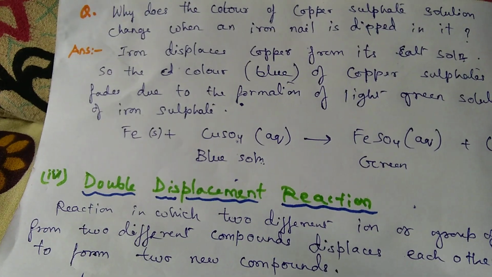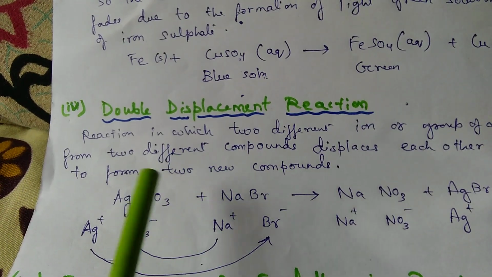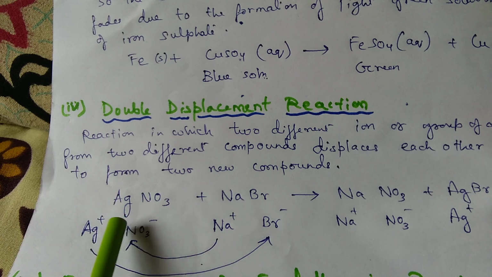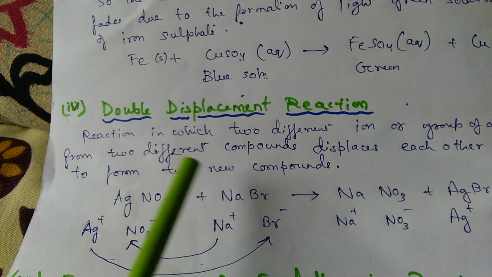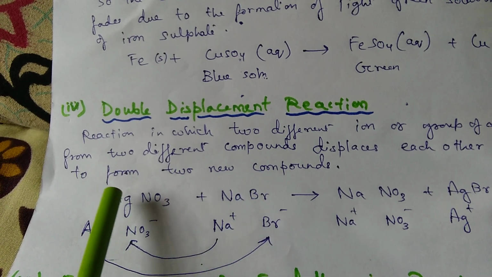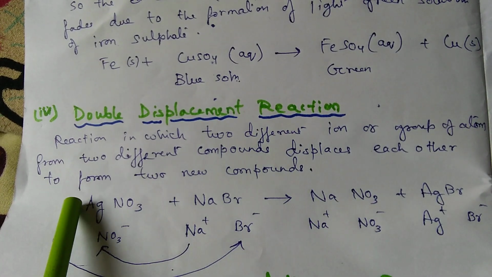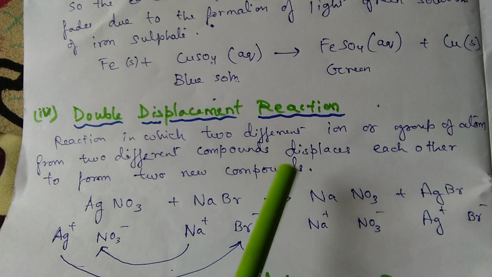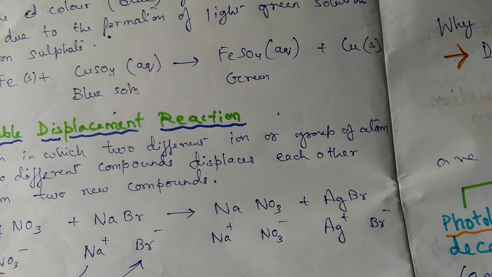The next type of reaction is double displacement reaction. Here, two displacement reactions take place simultaneously. For example, when silver nitrate solution is mixed with sodium bromide solution, AgNO3 plus NaBr, what will happen? Na displaces Ag from its salt and takes its place to form a new salt, NaNO3. And Ag takes the place of sodium and forms a new salt, AgBr. So both displace each other. So this type of reaction is known as double displacement reaction.